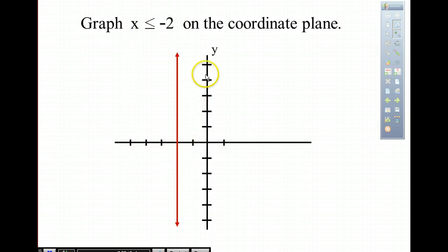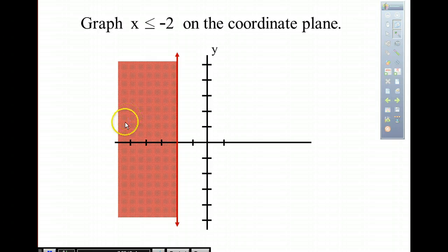Similar to a number line, you can almost get rid of this y-axis. It's just like one variable. Everything to the left. All these x's, like -3, -4, -7. All the x's are less than -2. So there's examples of a horizontal line and a vertical line.